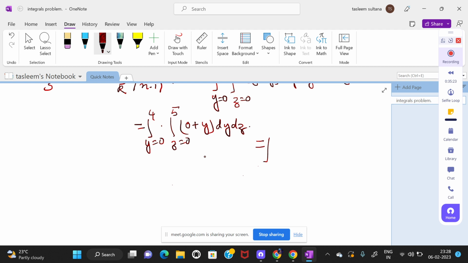It's equal to integrating y from 0 to 4, then z from 0 to 5, y into dy into dz. Your first integration is varying from z equals 0 to 5. So first you are going to do the integration with respect to z. You cannot jump directly to y, because the first integration is with z. So first you have to finish this integration, then later you can move to y.